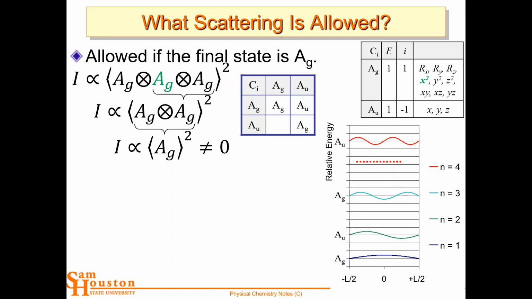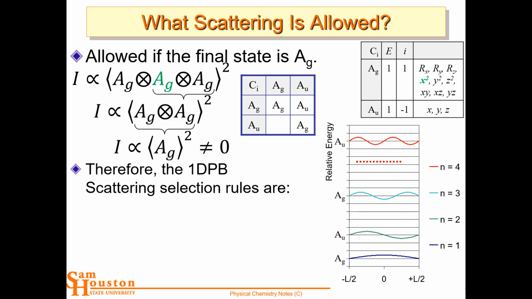And so what conditions are that? So the 1D particle in a box scattering selection rules are 2, 4, 6, 8, and so on, but also 0. Notice the ground state is Ag, and if light hit it and it interacted with light but spit the same energy photon back out, it's back at Ag. And so 0 is allowed, and that's Rayleigh scattering.